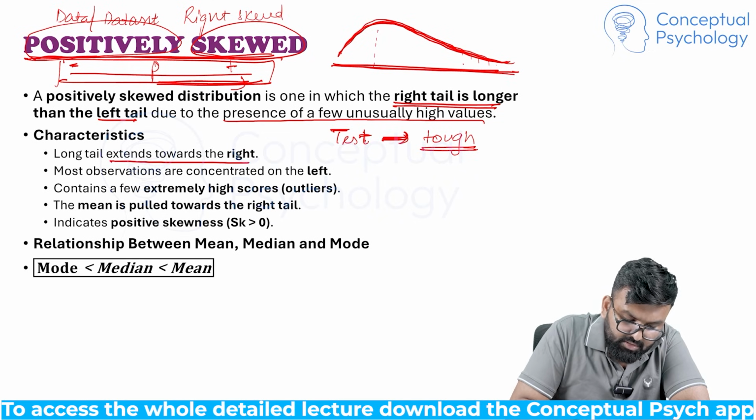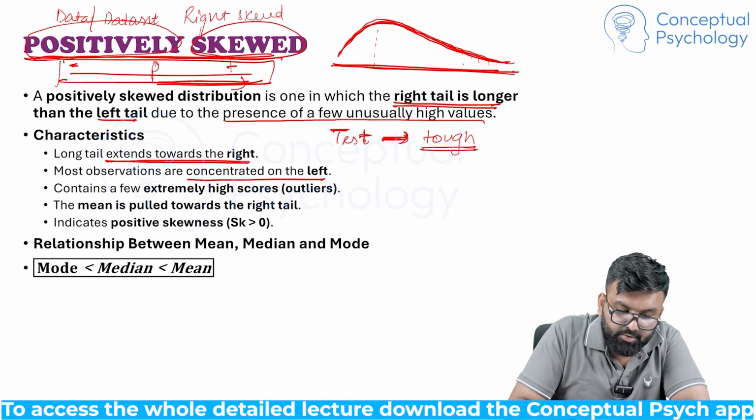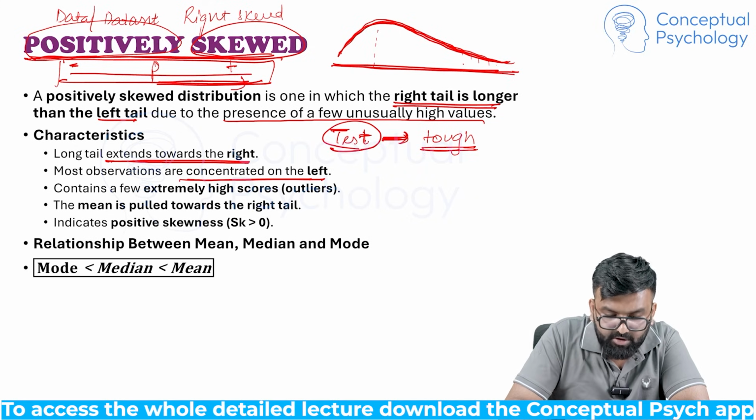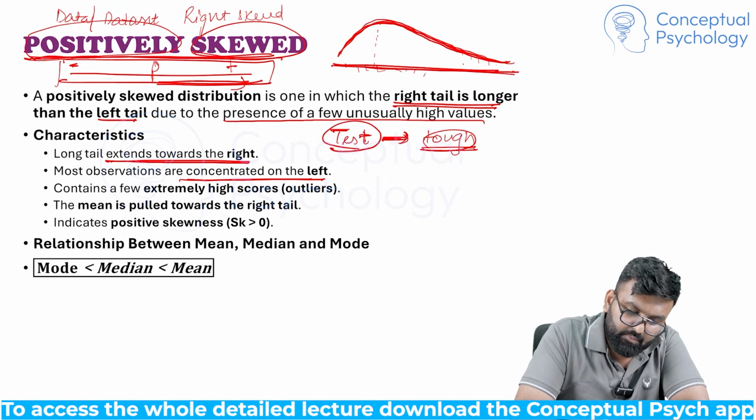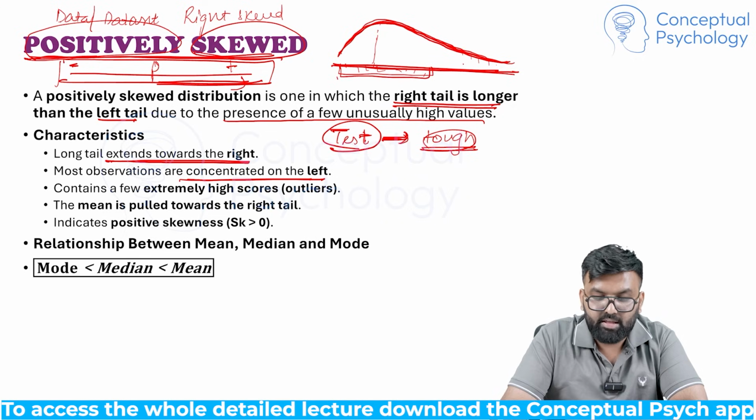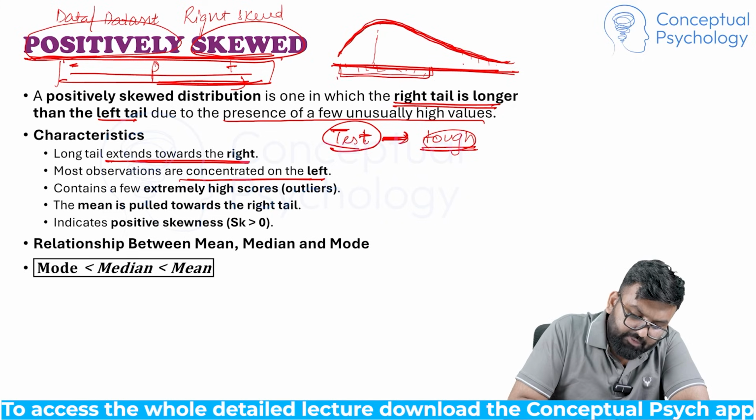Long tail extends towards the right. Most observations are concentrated on the left, क्योंकि टेस्ट बहुत टफ था तो सबके मार्क्स बहुत कम रेंज में आ रहे थे. So most of the observations are concentrated on the left. Contains a few extremely high scores or outliers.